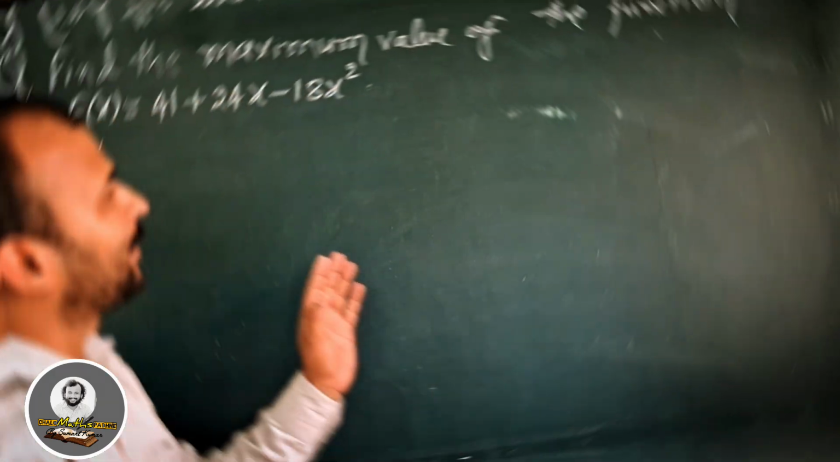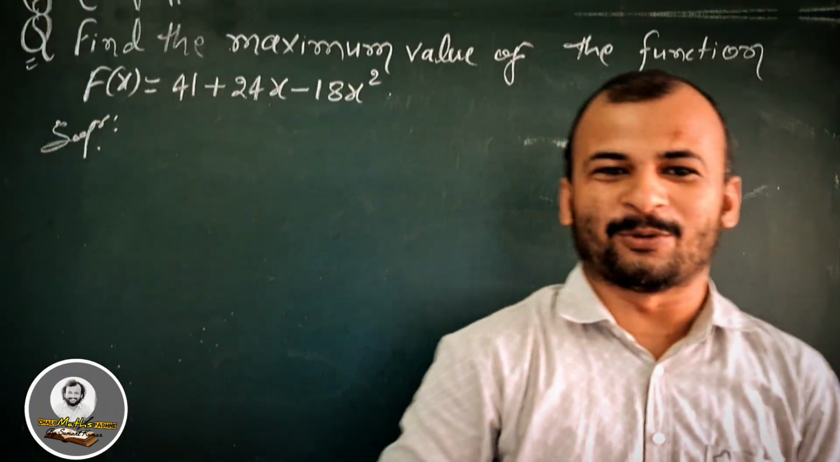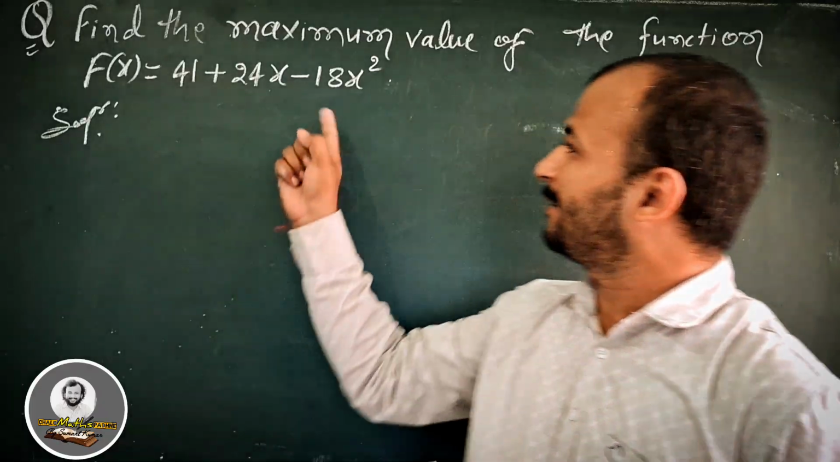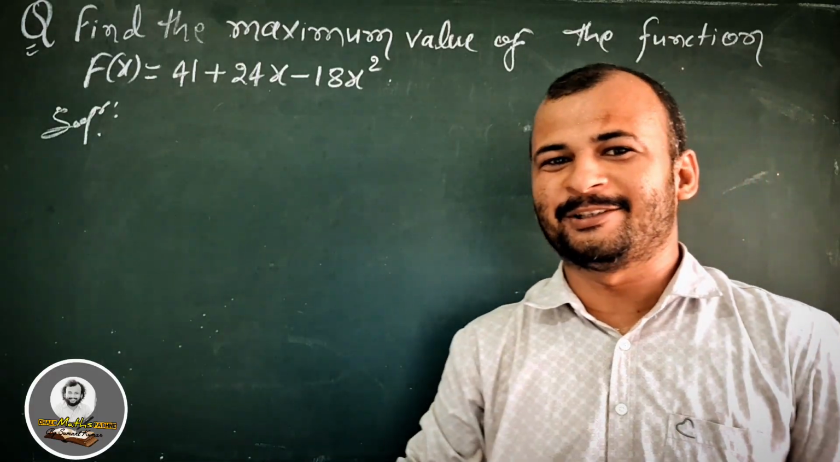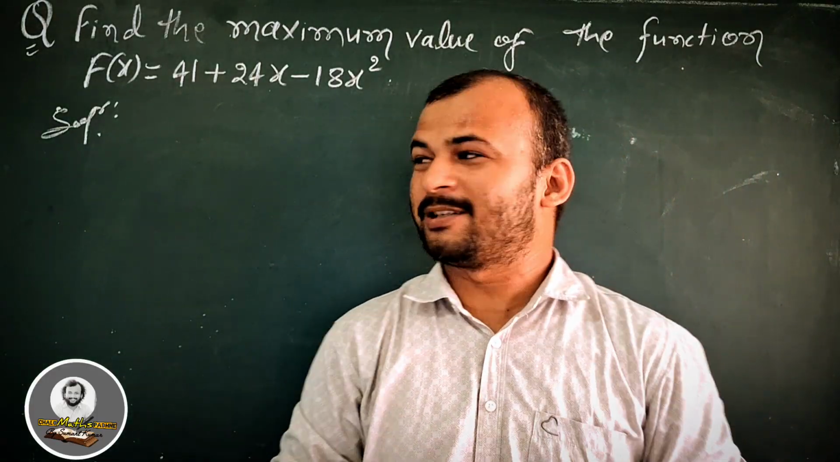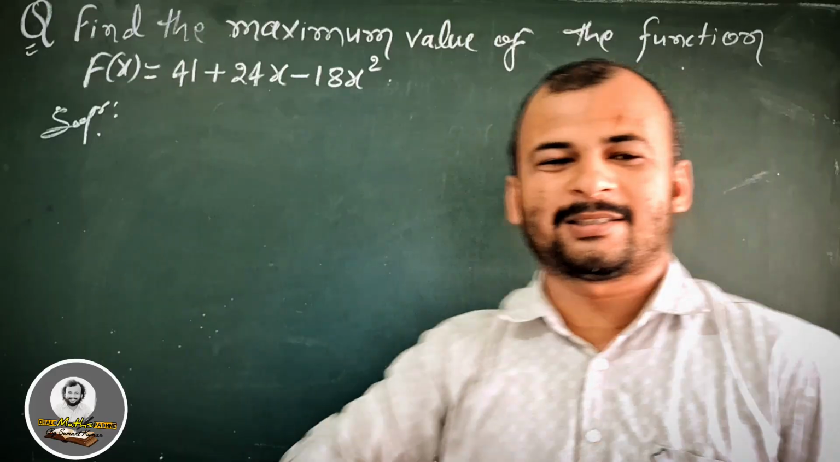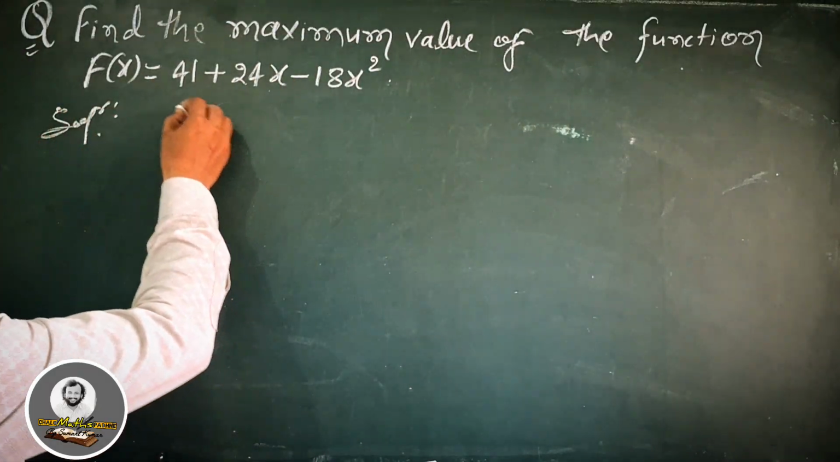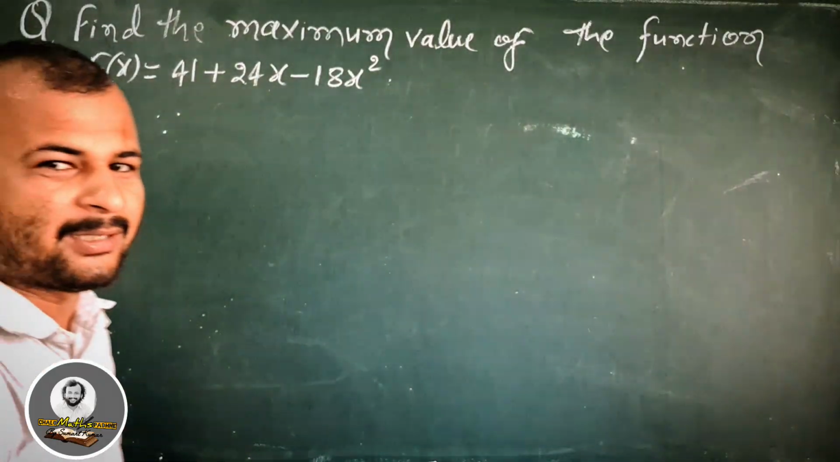Find the maximum value of the function f(x) equal to 41 plus 24x minus 18x square. Watch till the end to know its full explanation. How can we find its maximum value? We use differentiation, right?